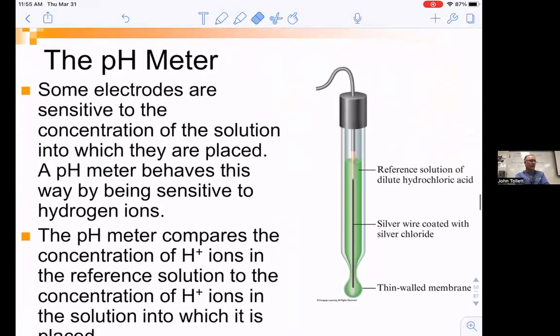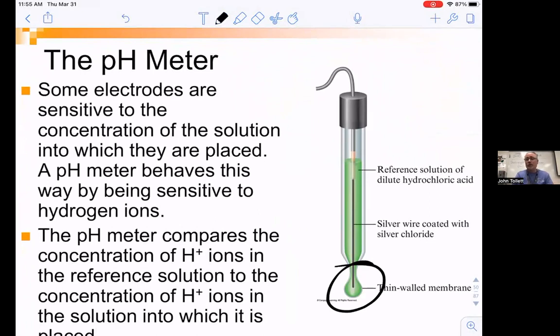So a pH meter, this was a question on a lab that we had a while back: how does a pH meter work? Just reminding you, there are electrodes that are sensitive to concentration, and the pH meter is one of them. It has a concentration of hydrogen ions on the inside of the membrane, which is down here at the bottom. And there will be a concentration of hydrogen ions in the solution in which you're measuring. It compares those concentrations of ions and figures out what that voltage is.